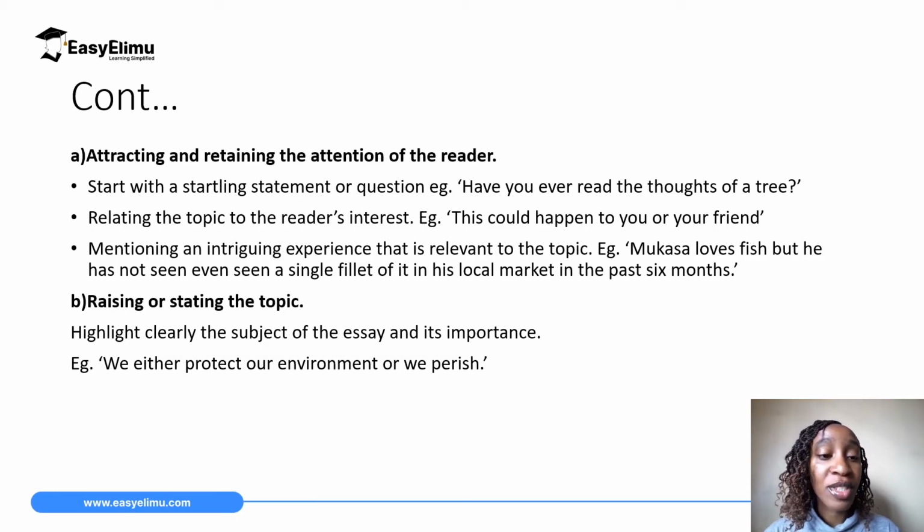Number two, we have said the introduction should raise or state the topic. So you highlight clearly the subject of the essay and its importance. So for example, if you're writing an essay about the environment, you can write, "We either protect our environment or we perish." So it has stated the topic, which is protecting our environment.